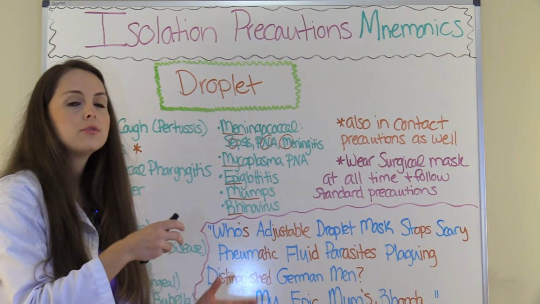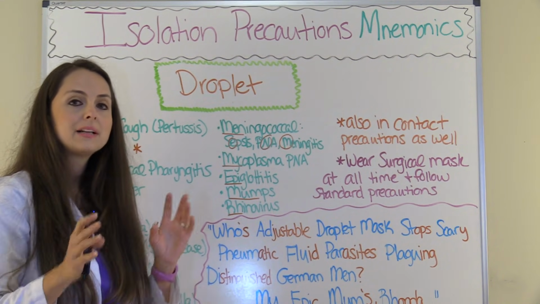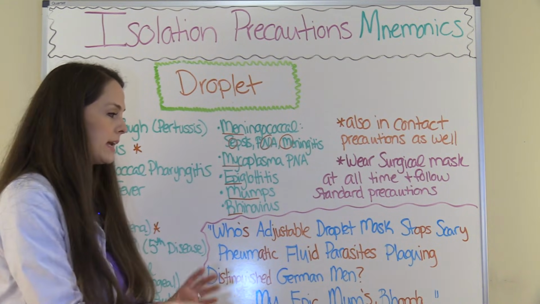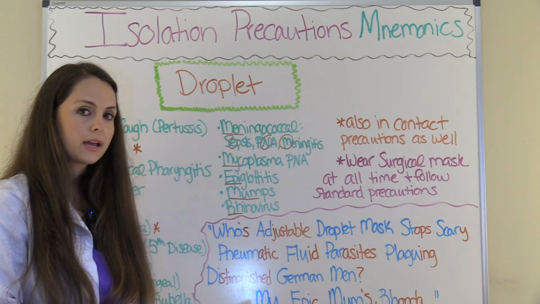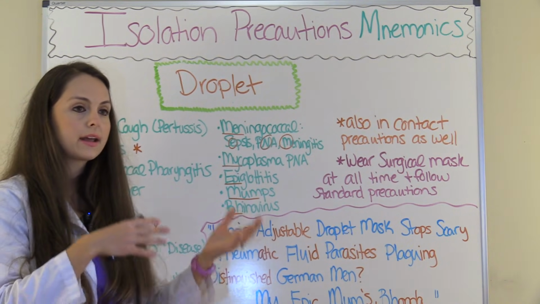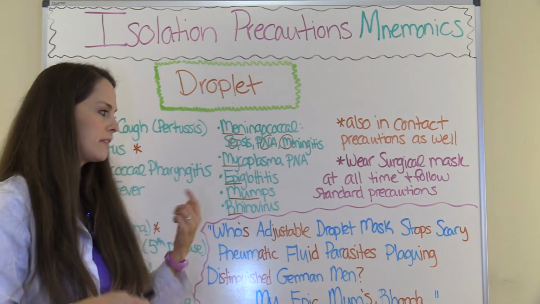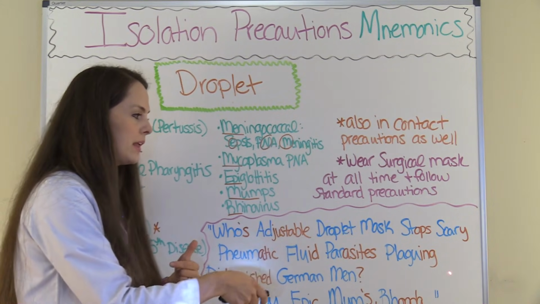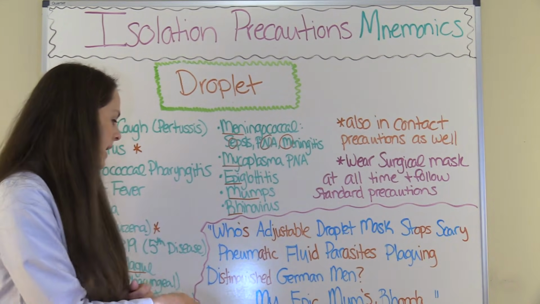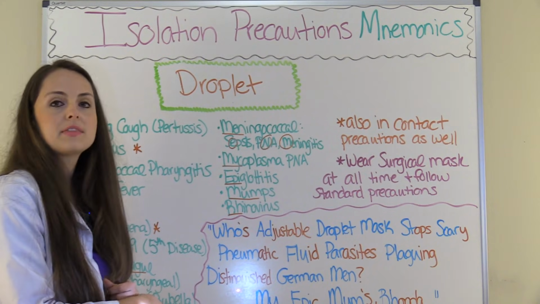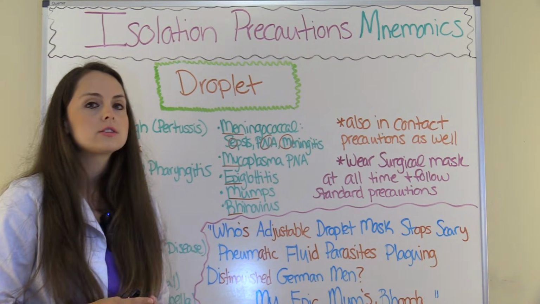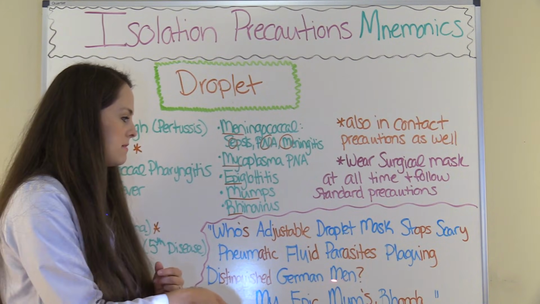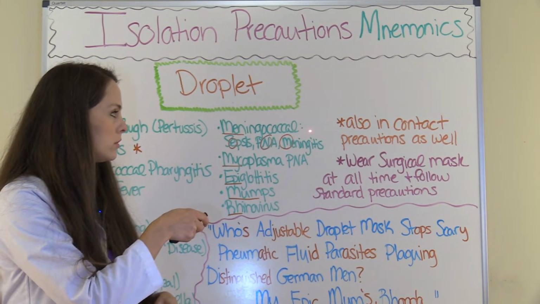Plaguing is for the plague. So I wanted to do plaguing instead of another word that looks like it, because plaguing, pneumatic, plague, and pneumonia go hand in hand. They are sort of similar. So just remember the word plague and you know it's the plague. Distinguished for diphtheria. German for German measles, which is also called rubella. And then men for the meningococcal diseases.